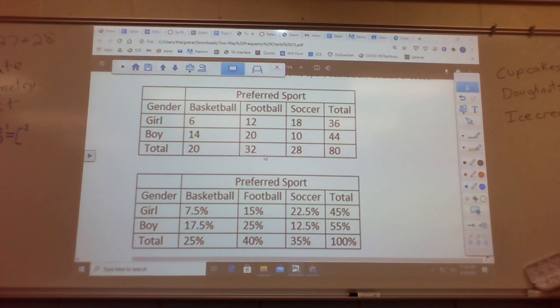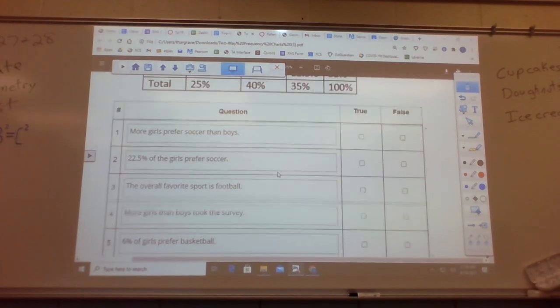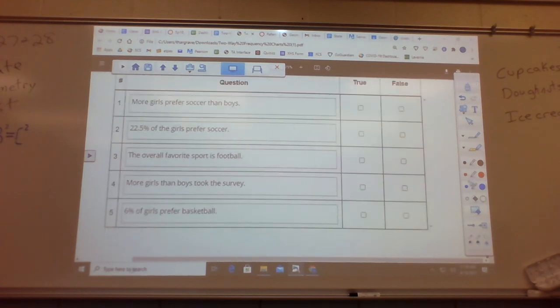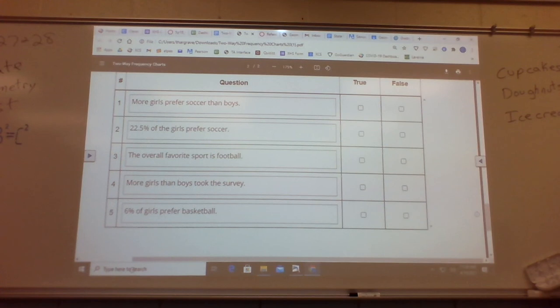They give us 2 charts. So this chart is just numbers. 6 girls said they liked basketball. 12 said they liked football. 18 said they liked soccer. They had talked to 36 girls. Same with the boys. They totaled everything up. So there's my 2 charts. Then I had some multiple choice questions. So these multiple choice questions, some of them are trickier than others.